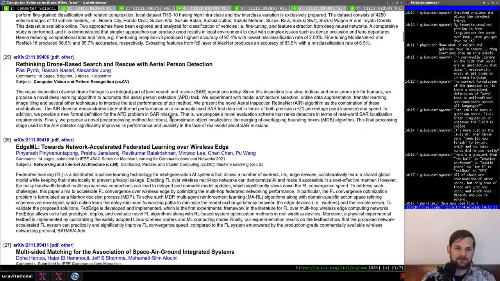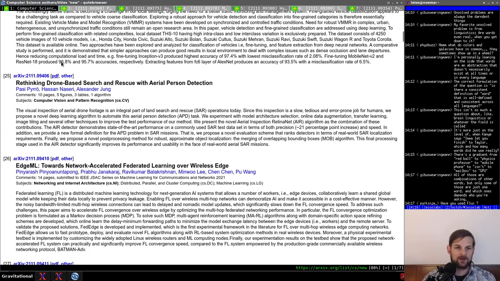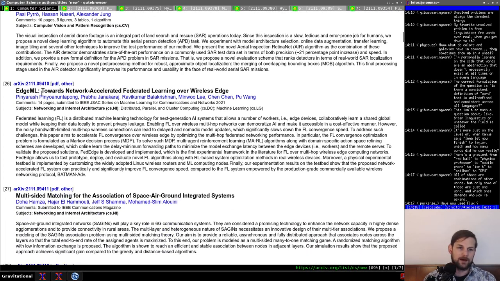Rethinking drone-based search and rescue with aerial person detection. This could be interesting, right? So the question is, if you could replace all of the helicopters searching for people over a forest with drones, I mean, obviously that would be better, right? If you could possibly do that type of thing. That's actually quite cool from a just utility standpoint.